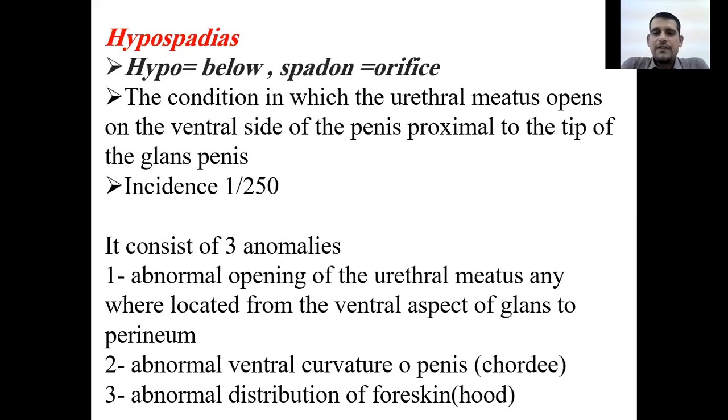Now we go to the other topics. The congenital anomaly could be hypospadias. What do I mean by hypospadias? Hypo means below, and spadon is the orifice. So hypospadias means below the orifice: the site of the external meatus is below its normal position.